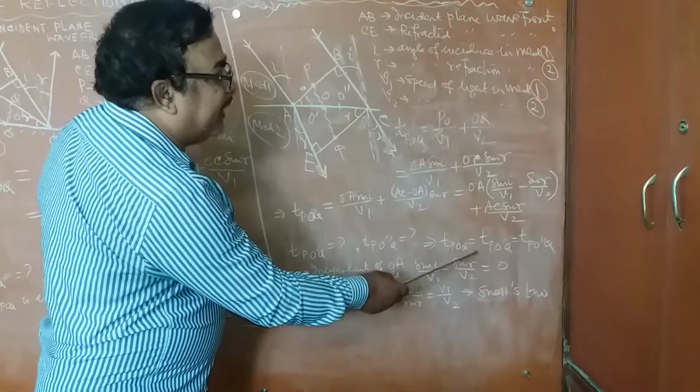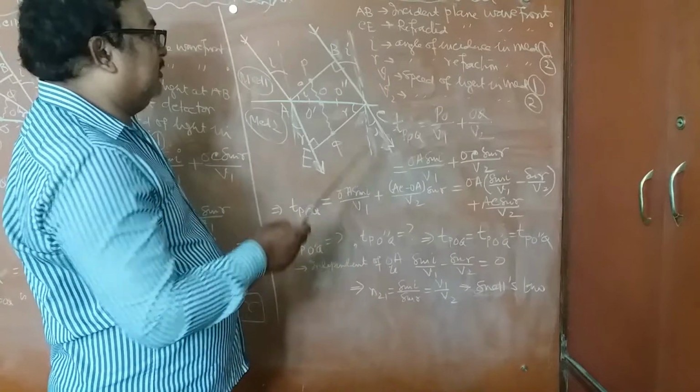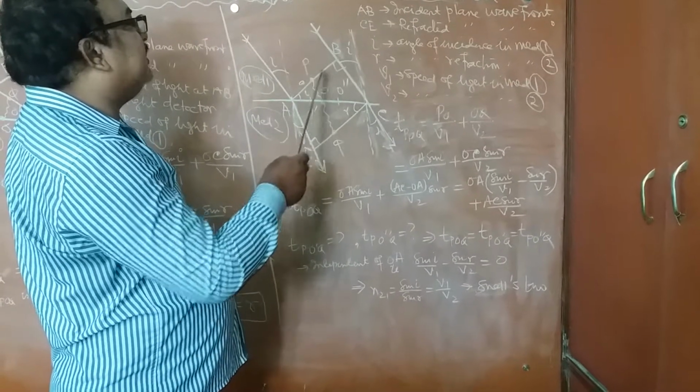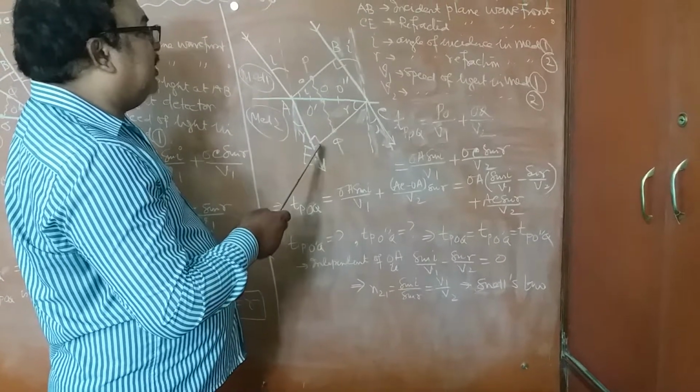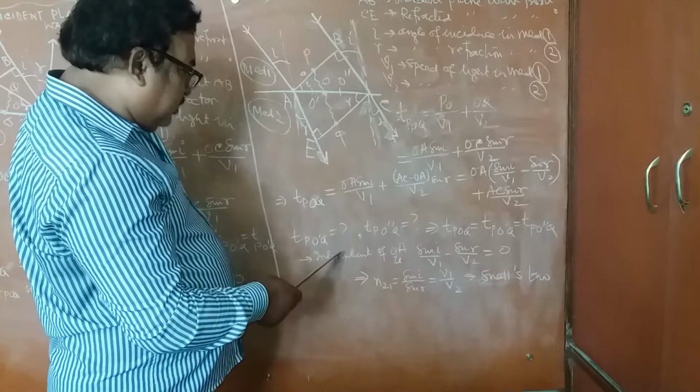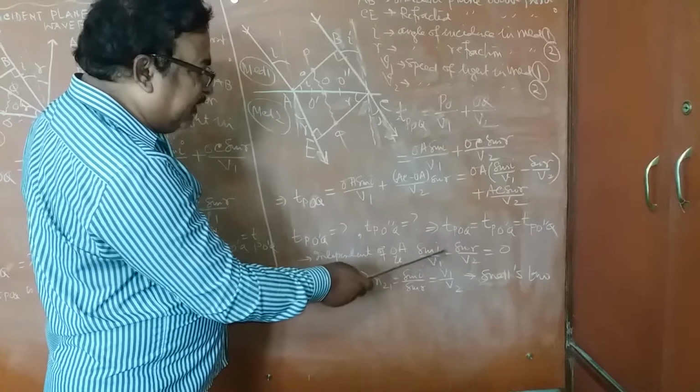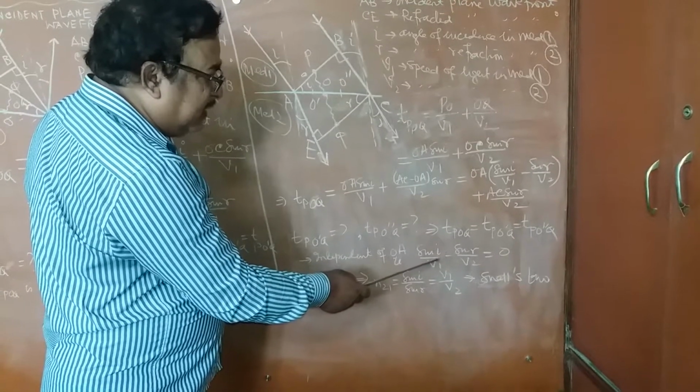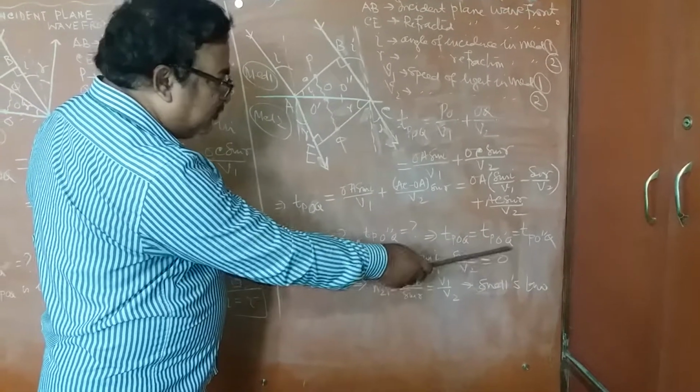When we calculate, we will find that these three times are equal, because P is on the same wavefront and Q is on the same refracted wavefront. So time is same because phase is same. So it's independent of OA, therefore its coefficient should vanish. Sin I by V1 minus sin R by V2 equal to 0.